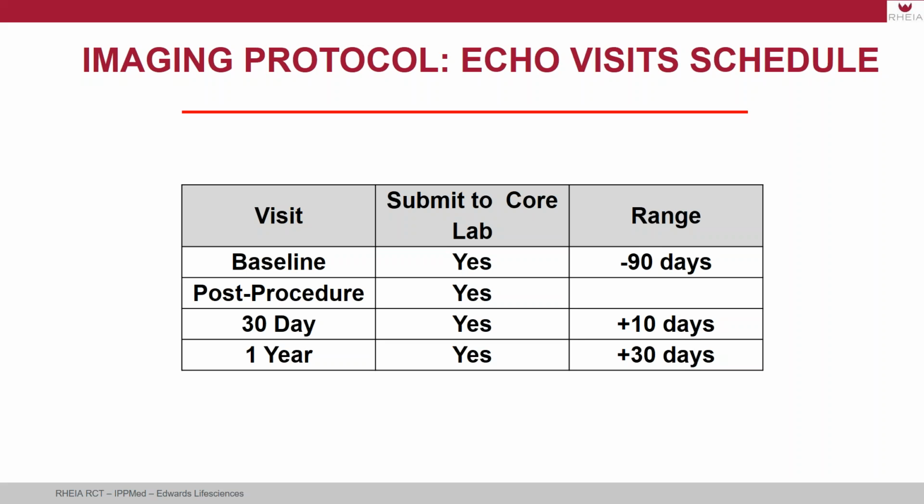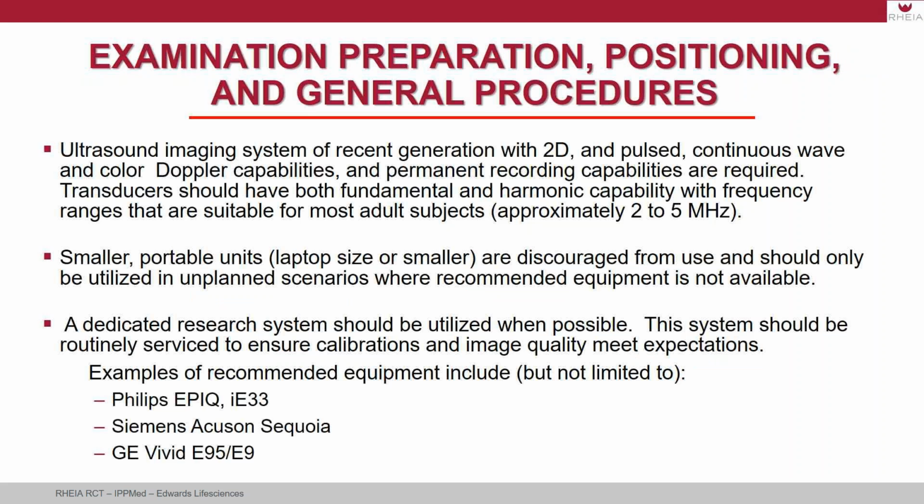Then there is a 30-day echo with a maximum window of plus 10 days, and then the 1-year echo with a maximum window of plus 30 days. So 4 echoes, 4 transthoracic echoes to be sent to the core lab. Well, these are the requirements in terms of the system that needs to be used.